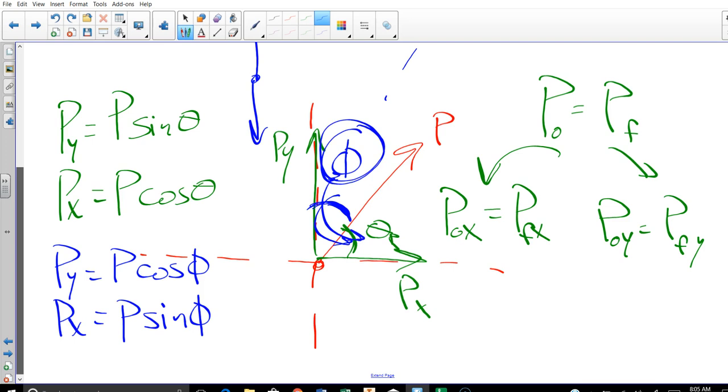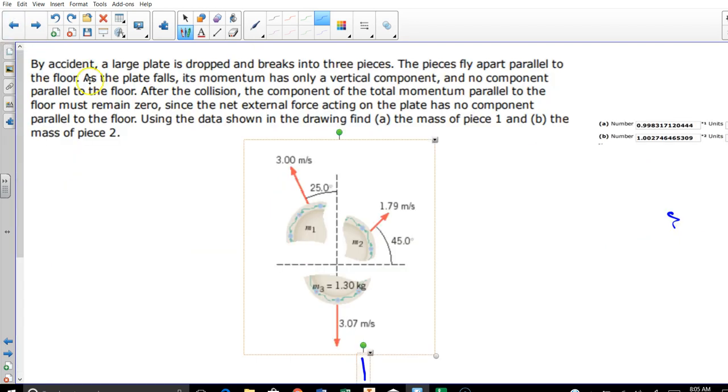Just be aware that some situations may not give you the reference angle, they may give you its complement. So let's look at this problem as an example of what we're talking about. A large plate is dropped and breaks into 3 pieces. The pieces fly apart parallel to the floor, so they don't bounce off the floor or come back up. They just shoot horizontally. As the plate falls, its momentum has only a vertical component, and it's not moving left or right. When you drop it straight down, this makes sense.